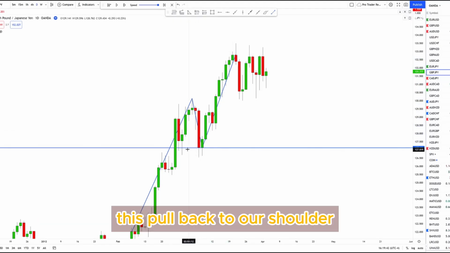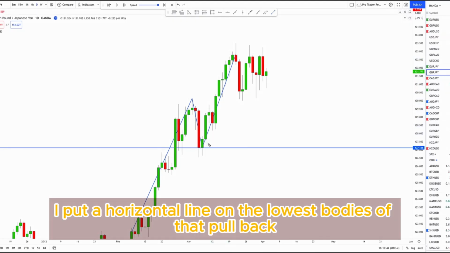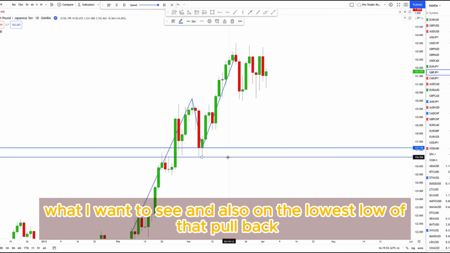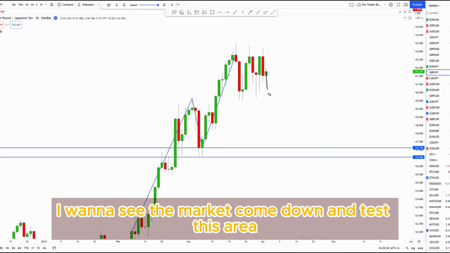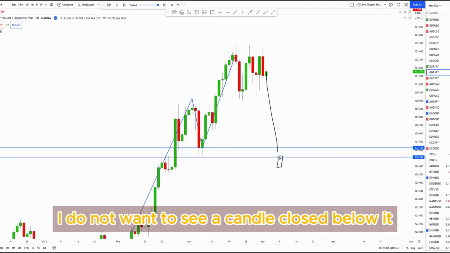This pullback to our shoulder, I put a horizontal line on the lowest bodies of that pullback, and also on the lowest low of that pullback. What I want to see is similar to the double top and double bottom thing. I want to see the market come down and test this area. I do not want to see a candle close below it.